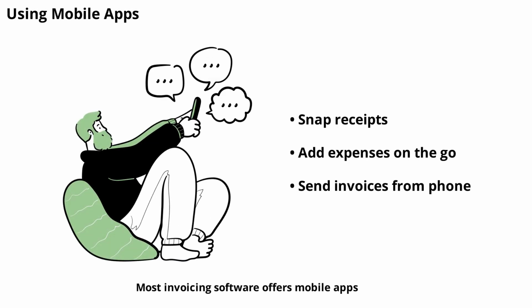Most invoicing software offers mobile apps, making it easy to manage expenses on the go. You can snap photos of receipts, add expenses, and even send invoices directly from your phone. This flexibility is especially helpful if you travel frequently or need to submit expenses quickly. Download the app and sync it with your main account for seamless access.